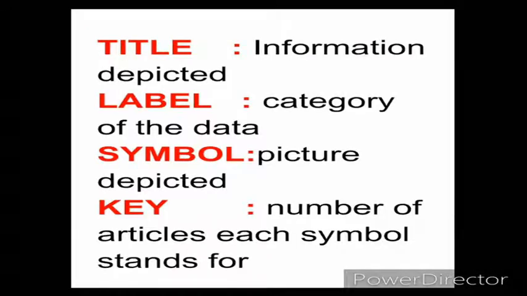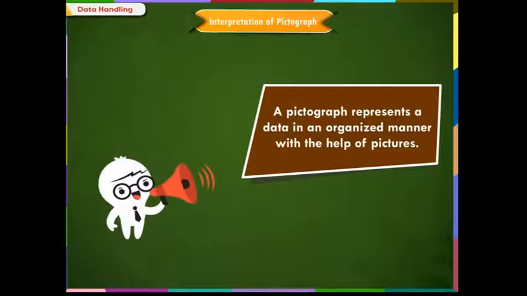Title tells the information depicted. Then label describes the category of the data. Symbol is the picture depicted in the pictograph. And key tells the number of articles each symbol stands for. Interpretation of pictographs. A pictograph represents data in an organized manner with the help of pictures.